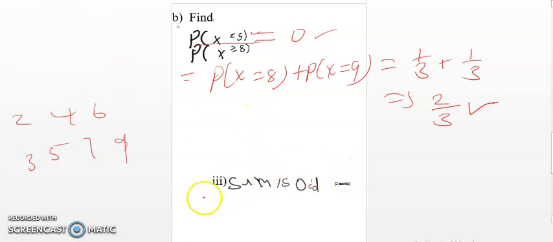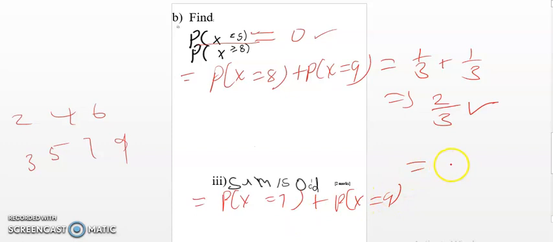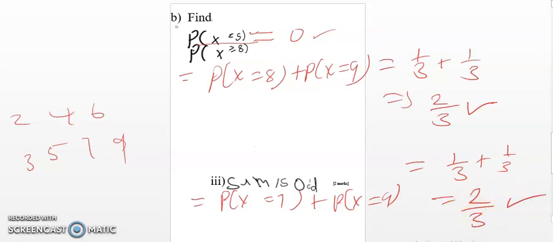So this will be equal to the probability of x equal to 7 plus the probability of x equal to 9. If we put this together, when it is 7, it is 1/3, and when it is 9, it is also 1/3. So our solution also remains 2/3, and this is our solution to this question. And this is how we handle questions in terms of probability and statistics.